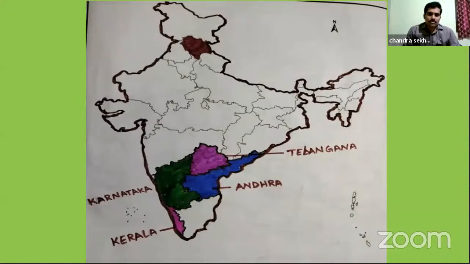Okay, here are the four states which we have discussed now: Telangana, Andhra, Kerala, Karnataka and Tamil Nadu. These are the states which have water disputes between states, interstate river water disputes.